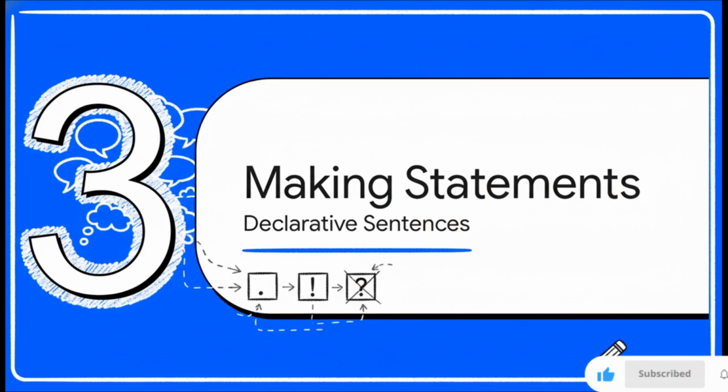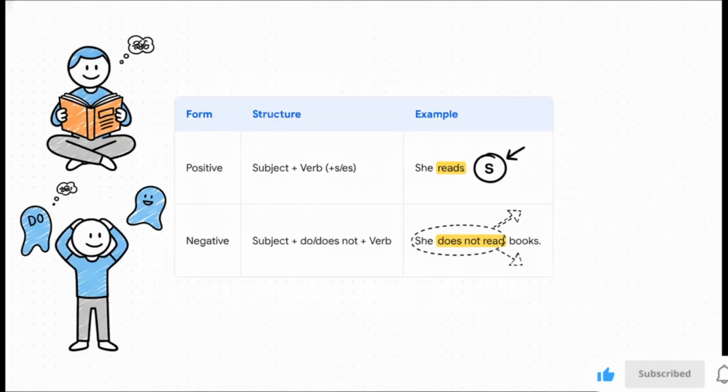We're going to start with the most common type, simple statements, or what are called declarative sentences. Now, the structure here is pretty simple, but there is one little detail you've got to watch out for. For a positive statement, it's just subject plus the verb. But look closely at reads. See that S? That is the golden rule for when your subject is he, she, or it. You have to add that S or ES. Now, when we want to make it negative, we bring in a helper verb, do not or does not. And, this is important, the main verb drops the S, so it becomes she does not read.